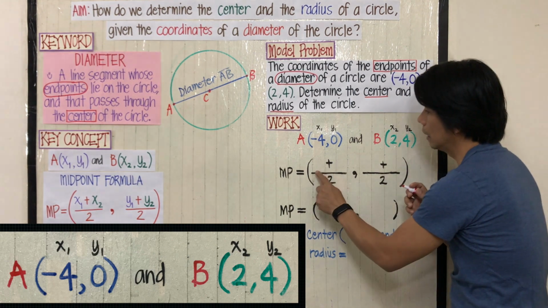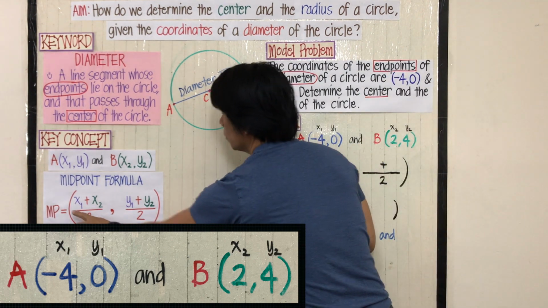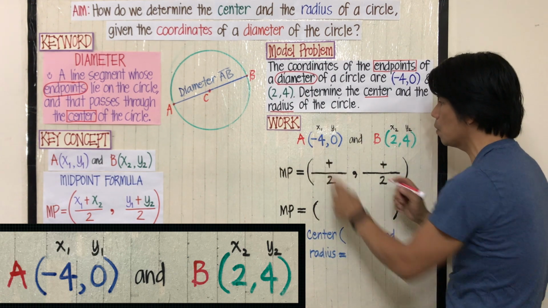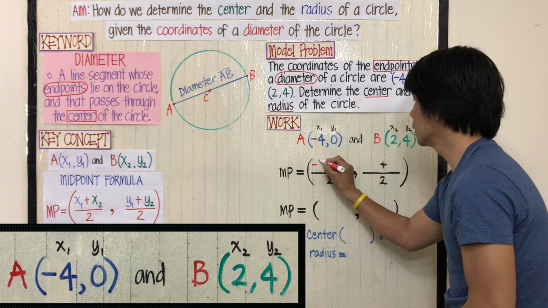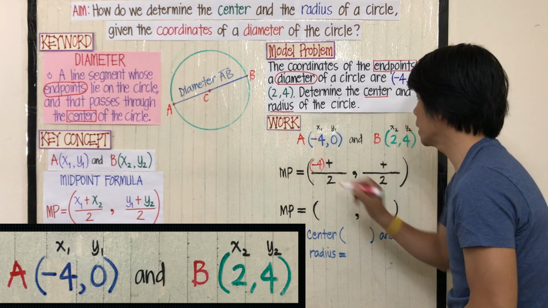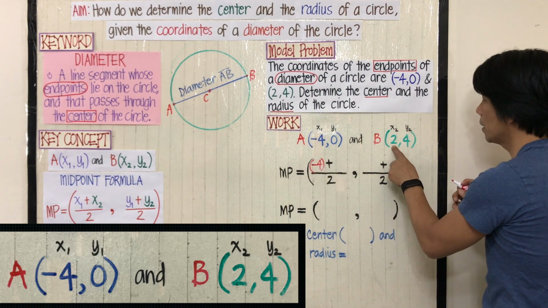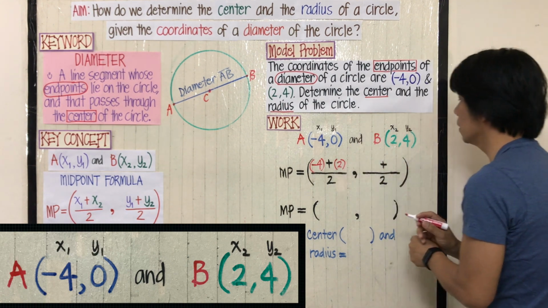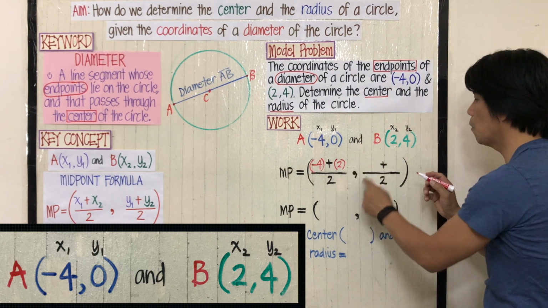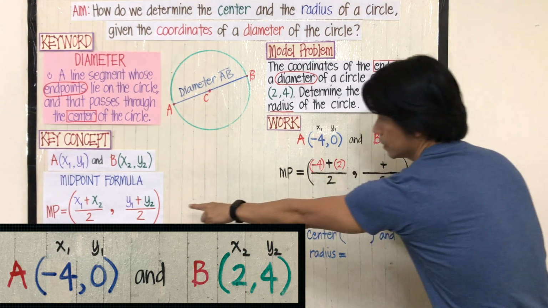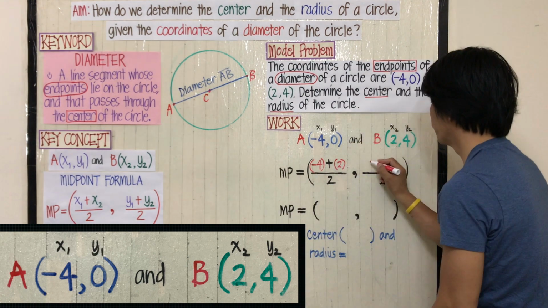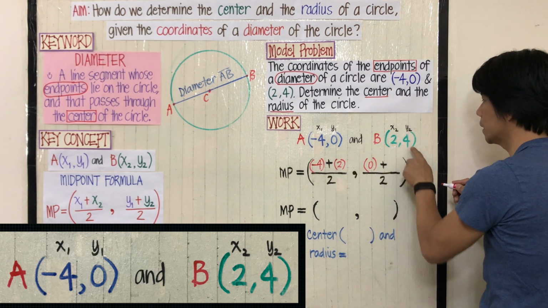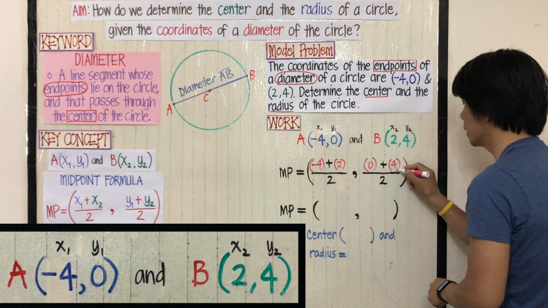Now, this spot, it says here in the formula, x sub 1 plus x sub 2. X sub 1 is -4. Since we're substituting, we're going to put the parentheses around it. So x sub 2 is +2. Parentheses also. 0 for y sub 1. It says there, y sub 1 and y sub 2. 0 is for y sub 1. Y sub 2 is 4 inside the parentheses.